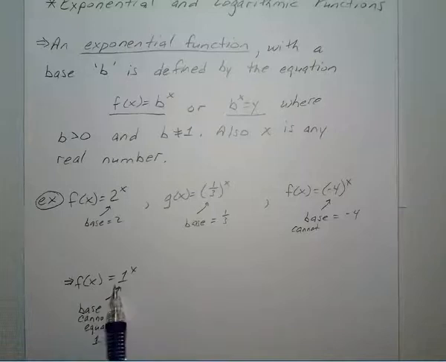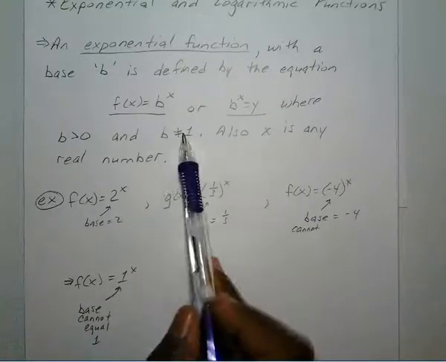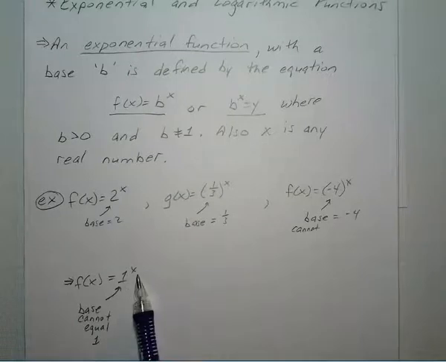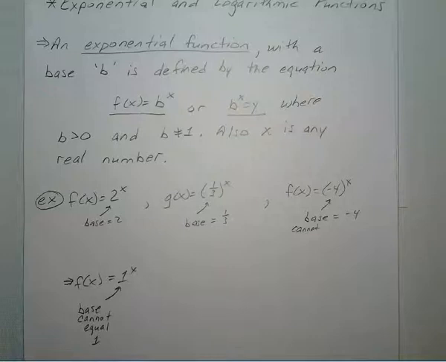And you have f of x equals 1 to the power of x. Remember, your base cannot equal 1, because 1 to the power of anything is just 1. 1 to the 1,000,000th power is just 1 times 1 times 1, all the way up to 1,000,000. So there's no point in having an exponential function if it's just a straight line, or f of x equals 1.